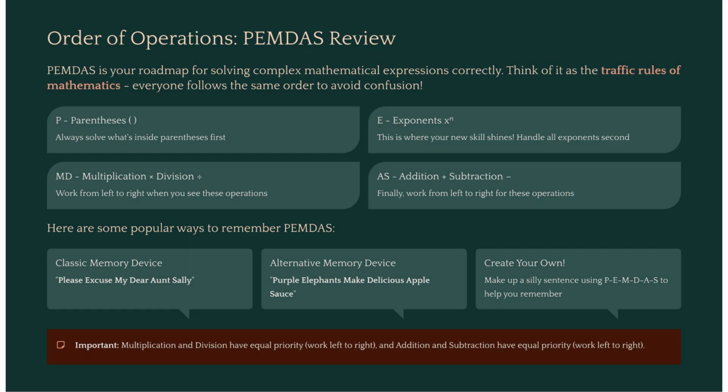P stands for parentheses, which always come first. Next is E for exponents. That's our new step. After that, you handle multiplication and division, working from left to right. Finally, you do addition and subtraction, also from left to right. Exponents are high on the priority list, which is why we must calculate them before any simple addition or subtraction.